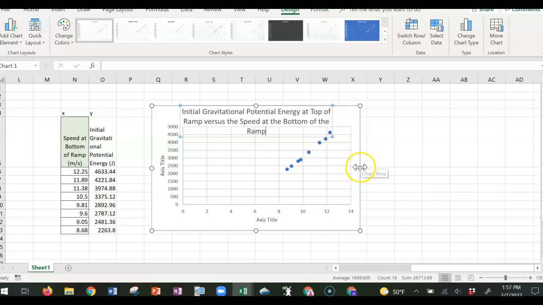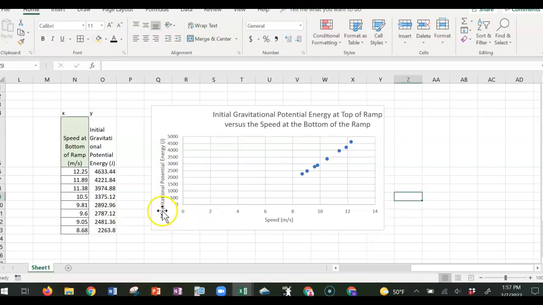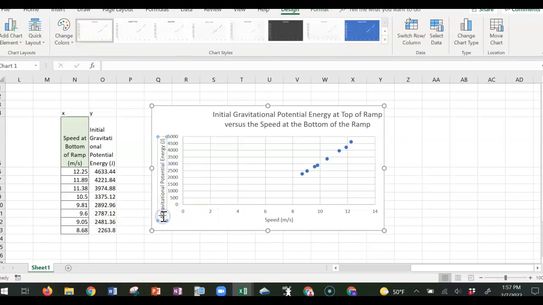Okay? And we also need axis titles. So that's speed in meters per second. And this is gravitational energy in joules. Okay.